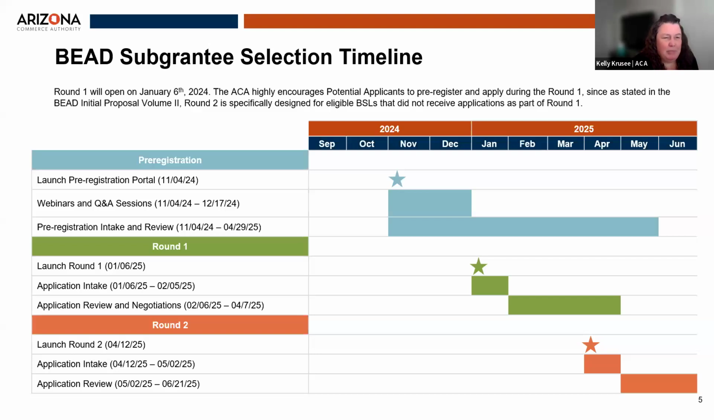Beneath that, you'll see round 1. The BEAD application window for round 1 opens this Monday, January 6th, and will stay open until February 5th. Round 2 will run April 12th through May 2nd. Pre-registration stays open that entire time, but we are encouraging all applicants to submit in round 1, which opens this Monday, January 6th. All right, next slide, please.